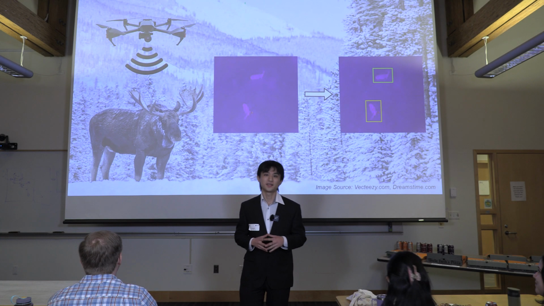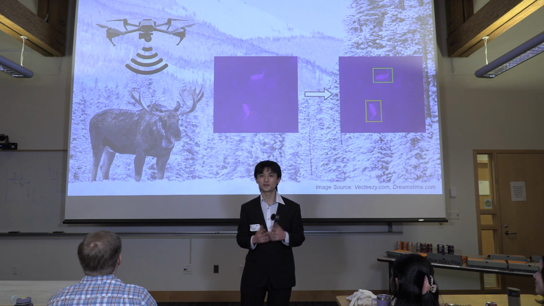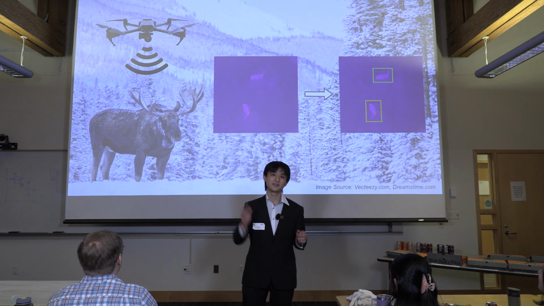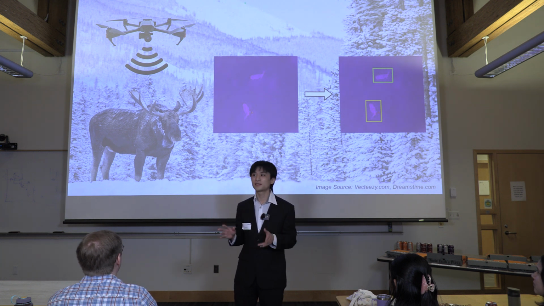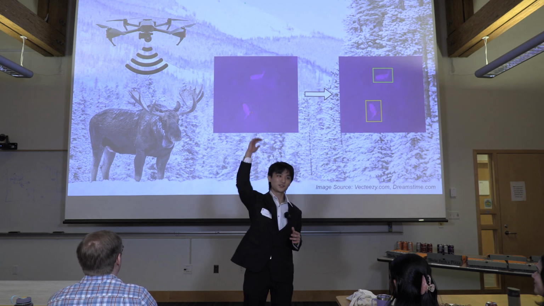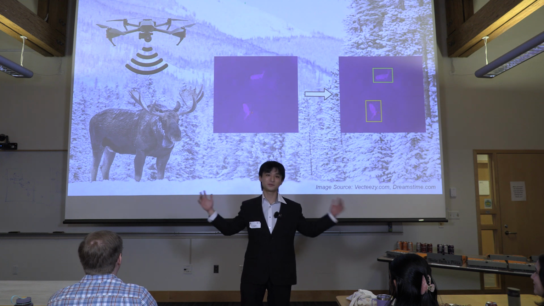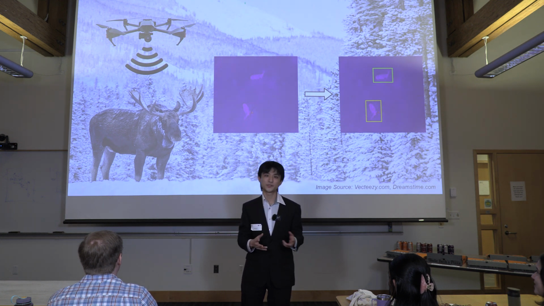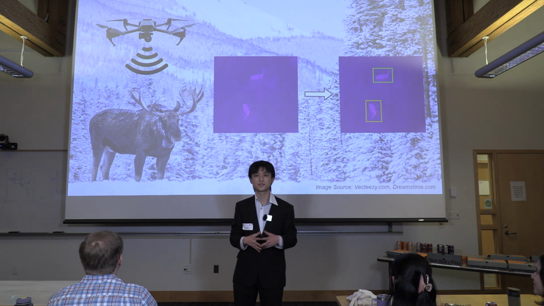Picture this. It's a cold winter night in Alberta's boreal forests. The air is crisp, the trees tower overhead, and the ground is covered in snow. And somewhere in the shadows, a massive creature, standing over 2 meters tall with antlers as big as an adult male, moves silently through the trees. This is the moose, a symbol of Canada's wilderness.